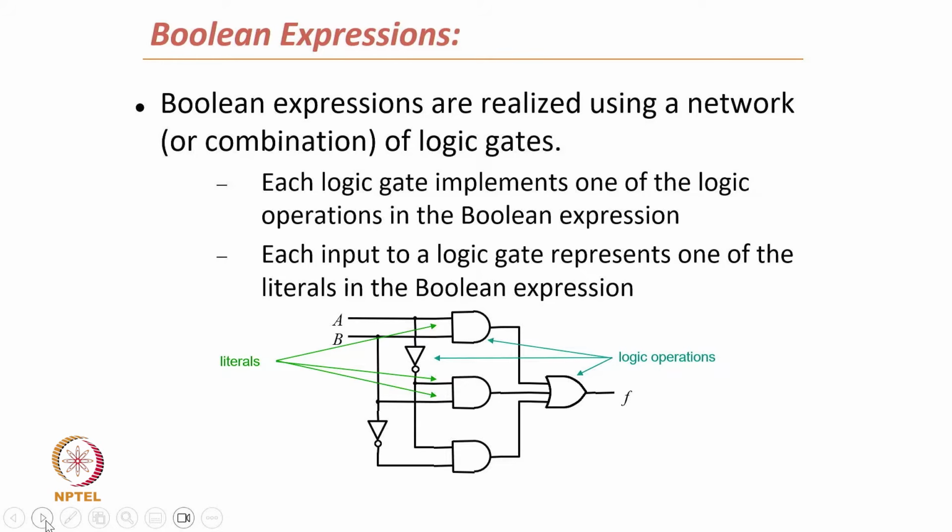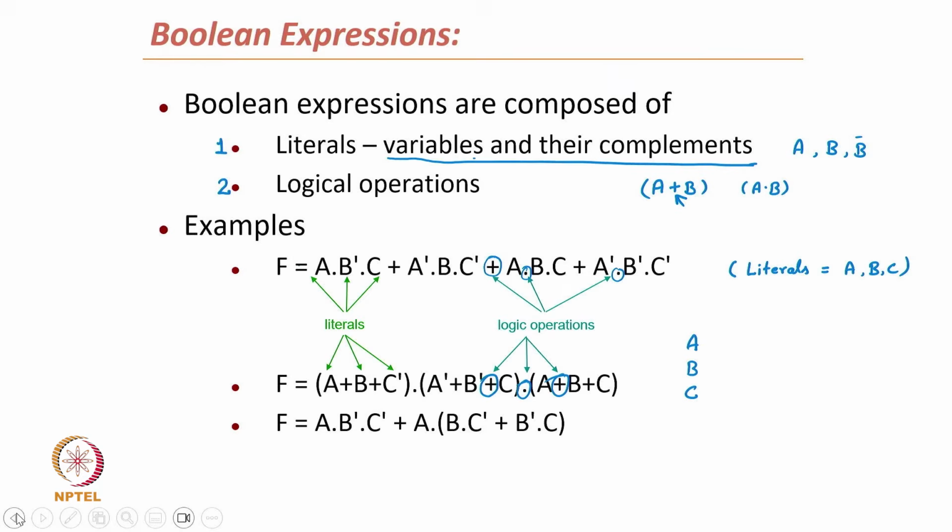So, the Boolean expressions are realized using a network or the combination of logic gates. So, for example, in the previous slide itself we have seen, if we talk about this thing, then we have certain terms in the Boolean expression. For example, these are the 4 terms which are added by this plus sign. So, plus sign is nothing but the OR, and these dots are nothing but the AND gate.